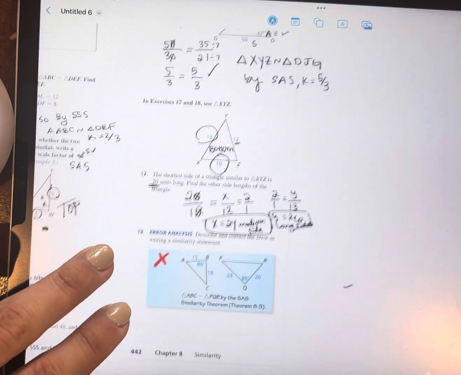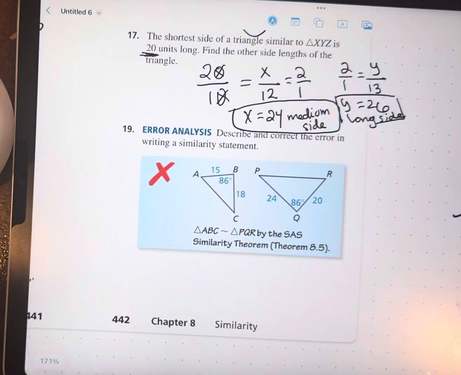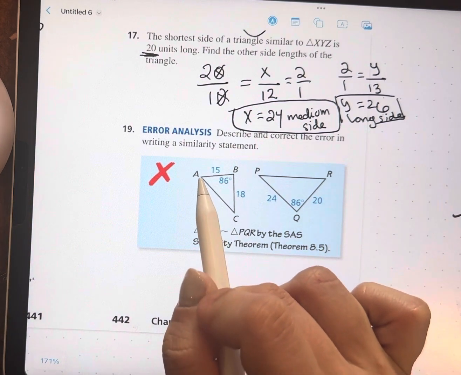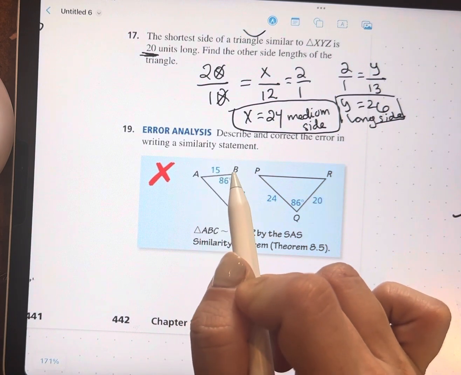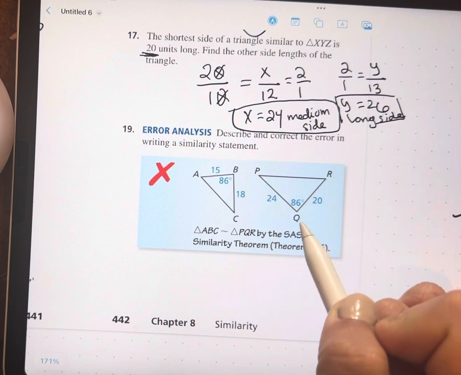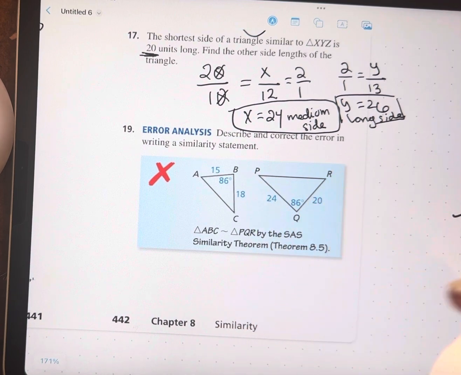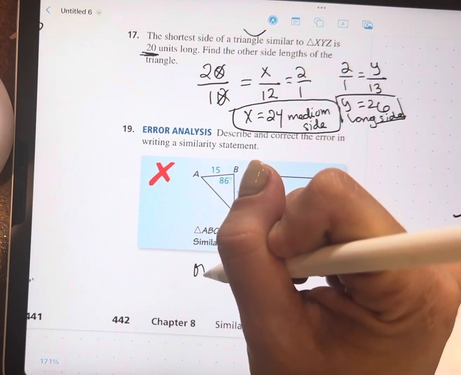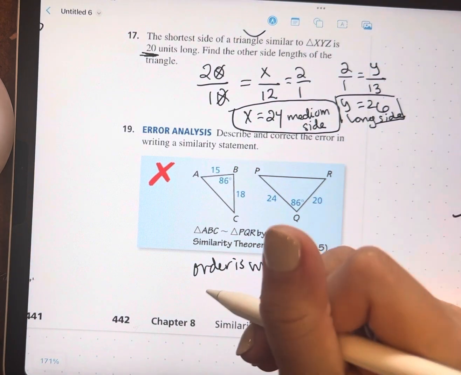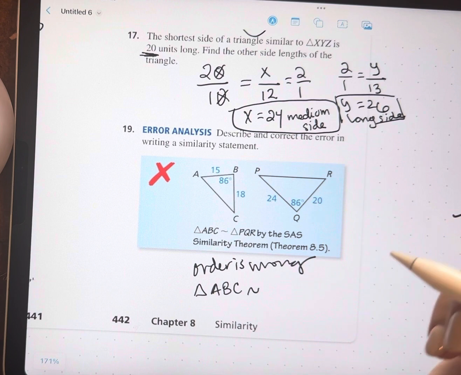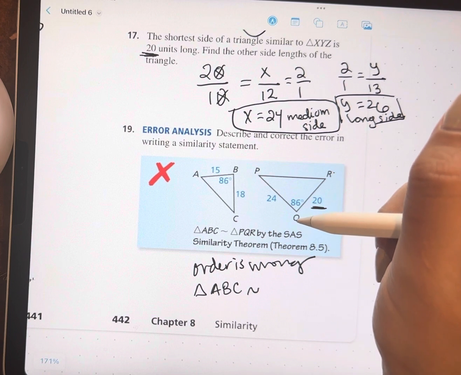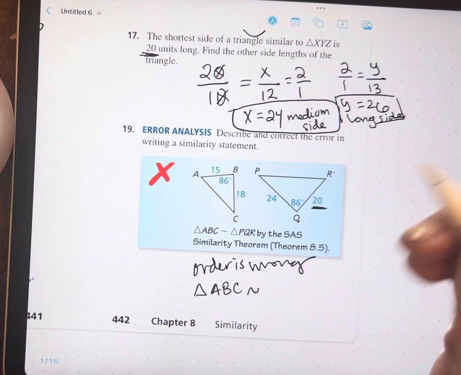And is this the last problem? It is, yay. Describe and correct the error in writing the similarity statement. They said triangle ABC, going short to the angle, to the long. Triangle PQR going along the long to the angle to short. So they've got the order wrong. They should have gone triangle ABC and then followed the same pattern of starting at the short side, which in this case is 20, R, then to the angle Q, and then P.